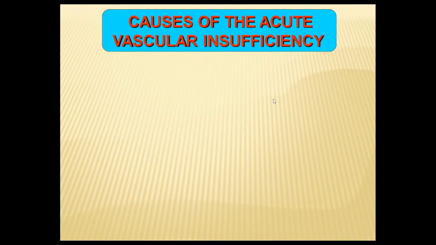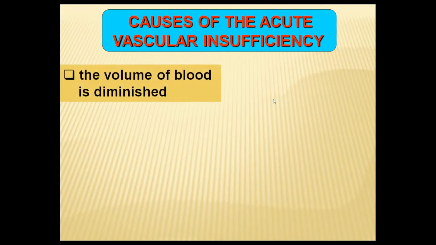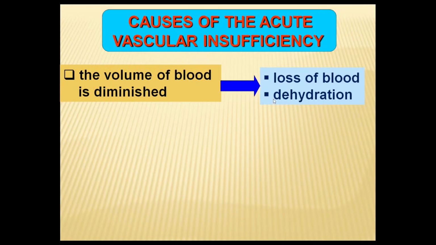which is characteristic for vascular insufficiency. It appears when the volume of the blood diminishes due to bleeding, severe bleeding, when the patient loses blood, or progressive dehydration because of loss of blood plasma. You know that blood is formed from the cells and plasma.